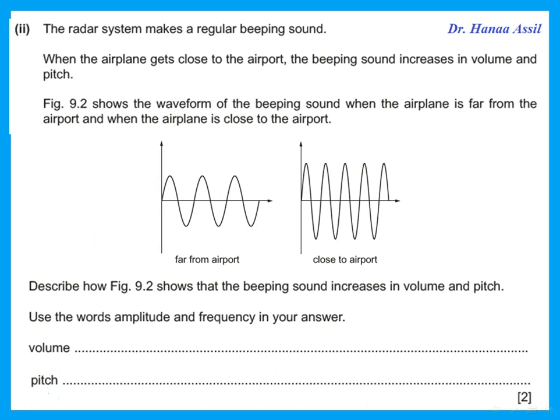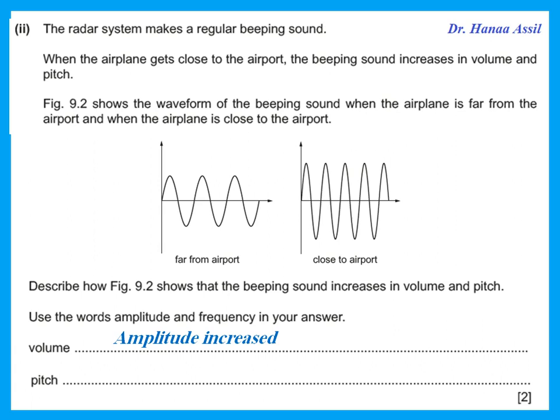The radar system makes a regular beeping sound. When the airplane gets close to the airport, the beeping sound increases in volume and in pitch. The figure shows the waveform of the beeping sound when the airplane is far and when the airplane is close to the airport. So he's saying it will increase in volume. Why does it increase in volume? Why does it become louder? Because the amplitude is higher, or it has increased amplitude.